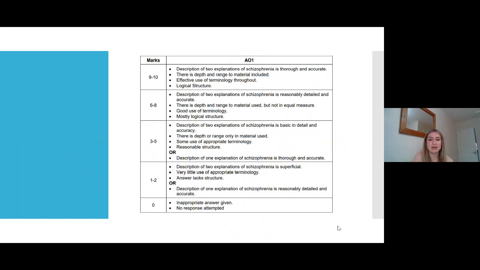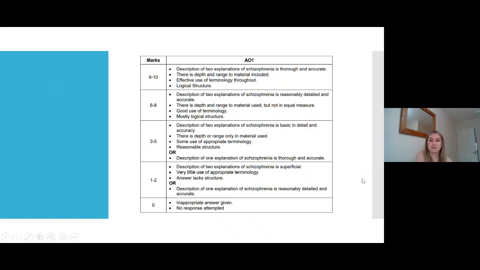Another mark scheme that we have here is if it was a 10-mark question. So it says description of 2 explanations of schizophrenia is thorough and accurate, but this would also apply if you were asked about 1 explanation. So for 9 or 10 marks, that top mark band for this AO1 question, again, depth and range of material included, effective use of terminology, logical structure.